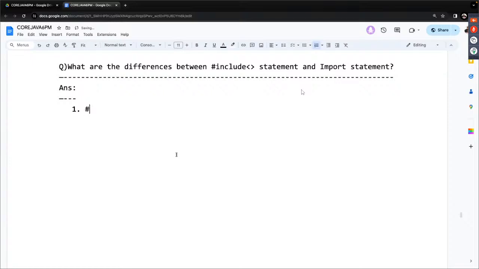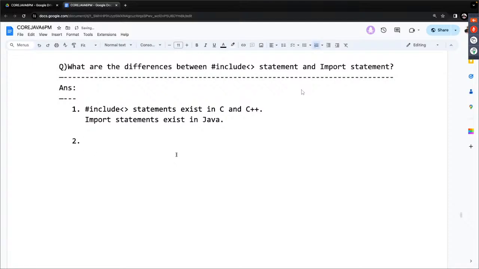First of all, hash include statements exist in C and C++. Similarly, import statements exist in Java. That is the first difference.